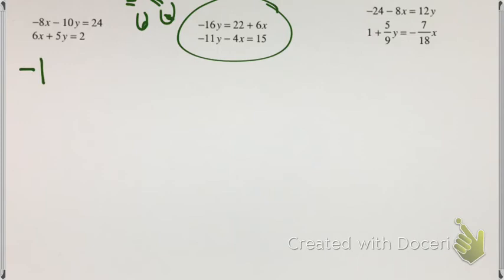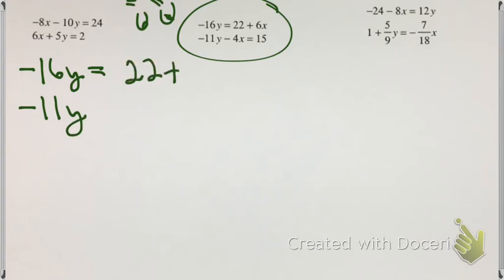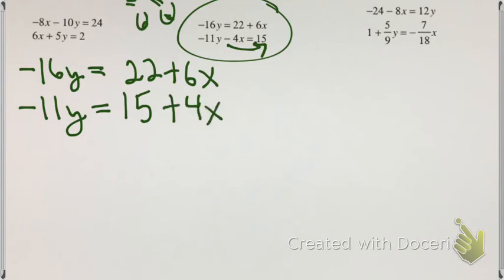And I'm just getting minus 16y. I'm going to line everything up. Minus 11y. And then that 22 plus 6x. I've got this minus 4x here. I've got to add that to both sides of the equation to get it over there. So don't let that fool you. 15, you've got to add that 4x. So everything kind of lines up. So I'm going to go plus 4x here. Okay, so that's my start.